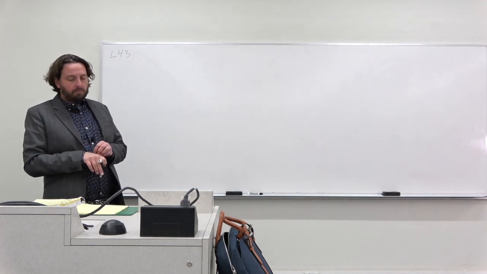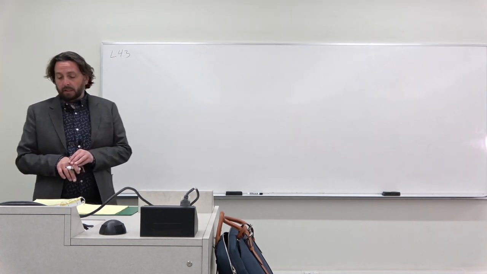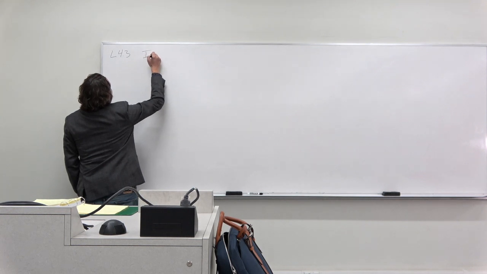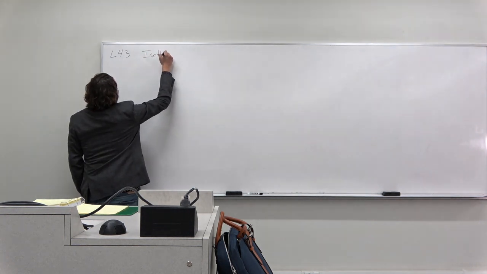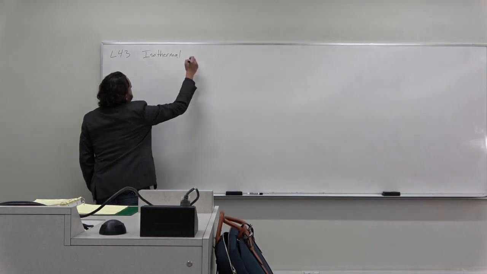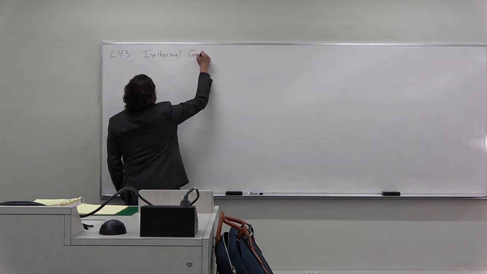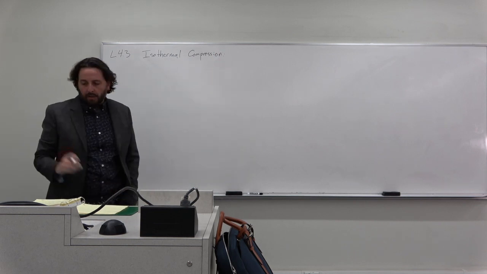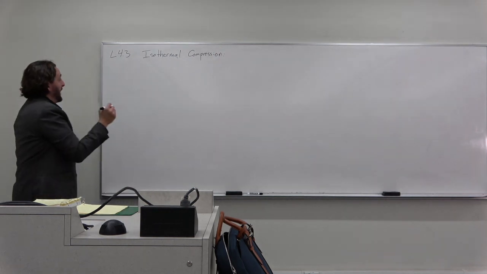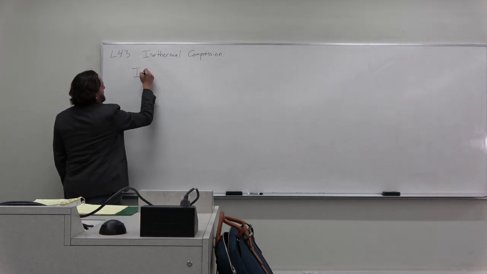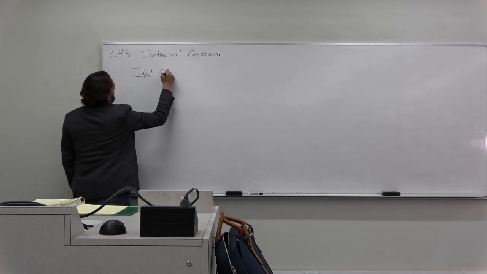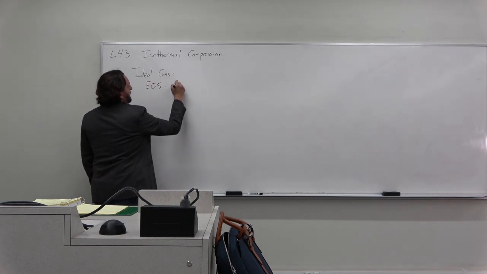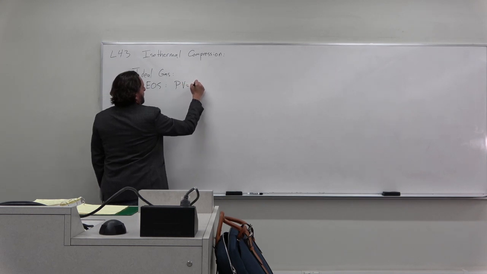So now what we're going to do in 4.3 is an isothermal compression. We're going to do an isothermal compression of an ideal gas. This is going to be important because we're going to have the equation of state for an ideal gas. Remember what that is? It's PV equals nRT.